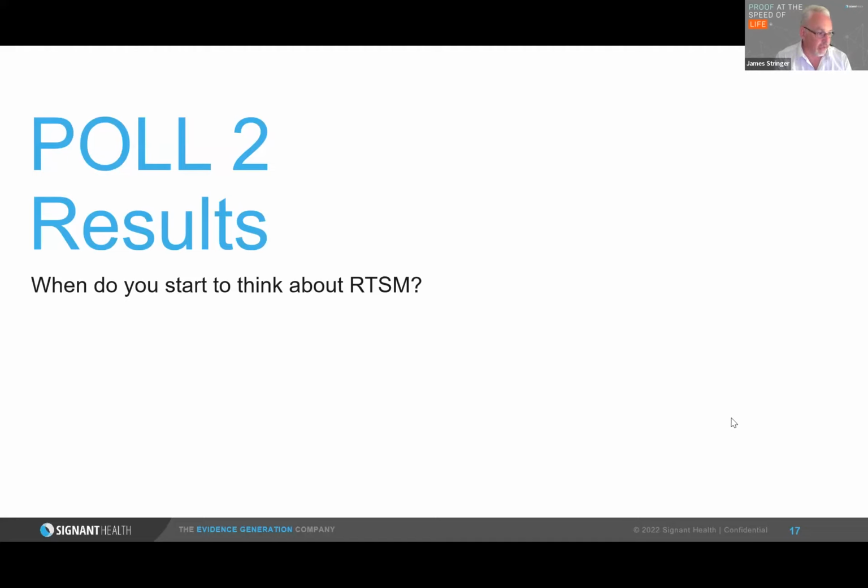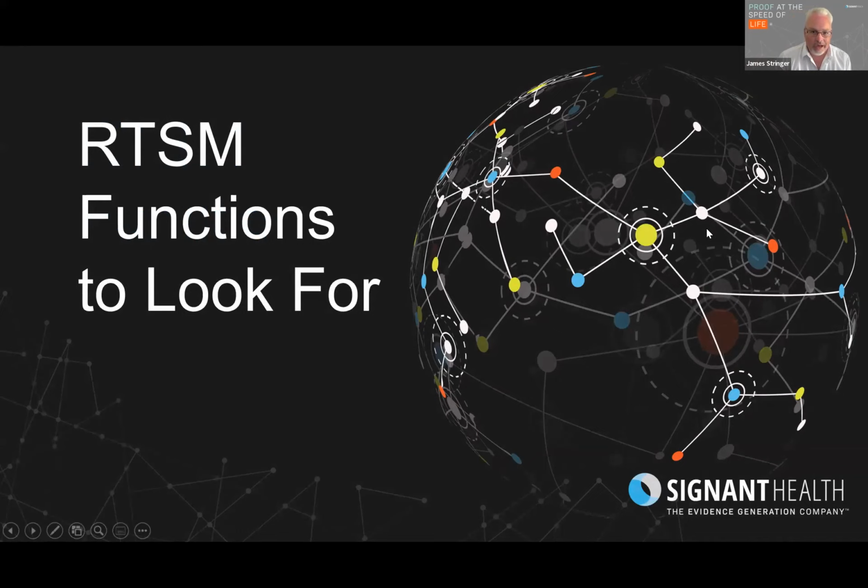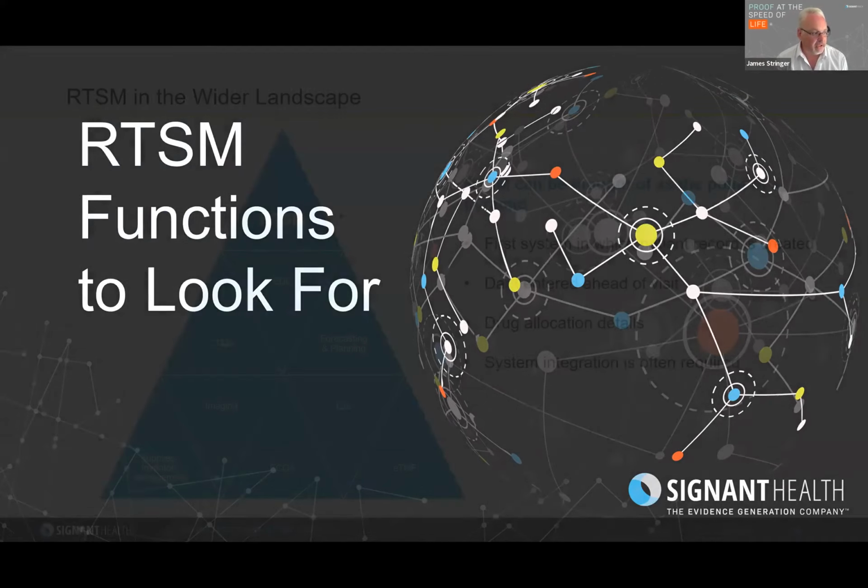Okay, so if we can move on then. On the assumption that I'm completely wrong about how we perceive RTSM in the timeline of a study, let's hope that I'm not wrong about what sort of functionality we should look for. So we go to the next slide.